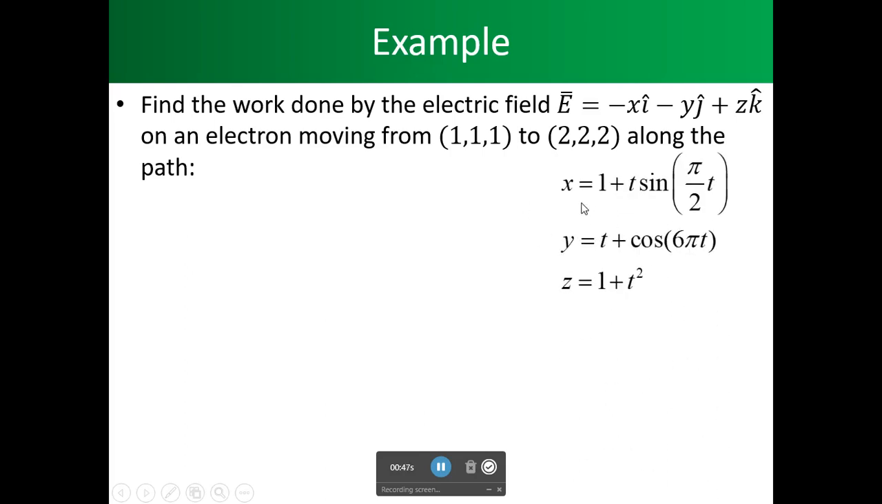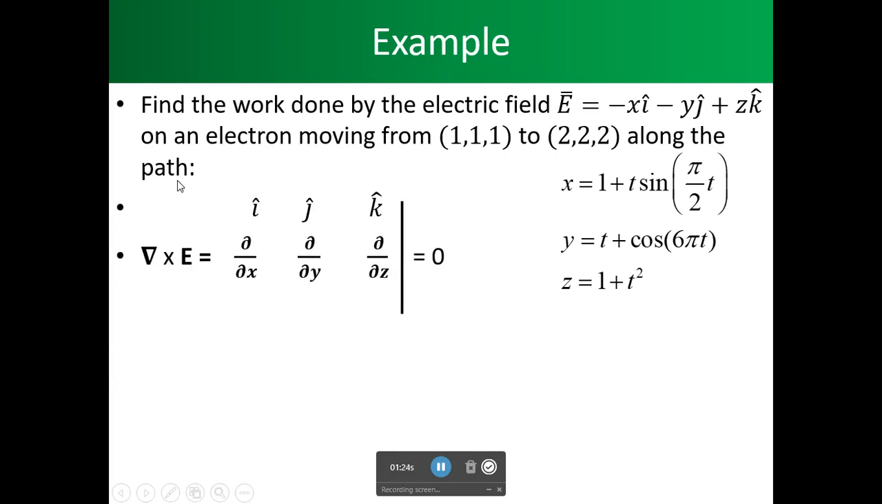The path is x equals 1 plus t times the sine of pi over 2 times t, and y equals t plus the cosine of 6 pi t, and z equals 1 plus t squared. Okay, so this is the path. This path is not looking too good, so let's see if we can use what?